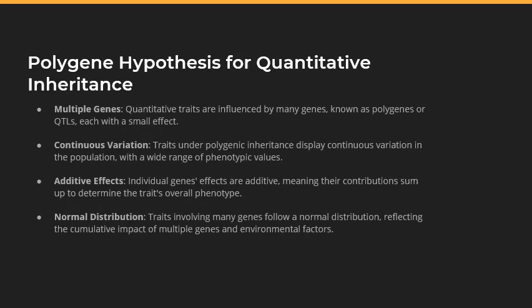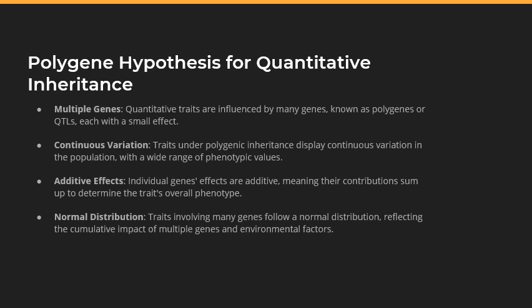So let's talk about the polygene hypothesis. This is an idea in the field of quantitative genetics that proposes that multiple genes, each with small individual effects, collectively contribute to the inheritance of quantitative traits or complex traits. These traits are typically controlled by multiple genetic factors and are influenced by both genetic and environmental factors. The polygene hypothesis contrasts with Mendelian genetics, where traits are controlled by a single gene with a dominant or recessive effect.